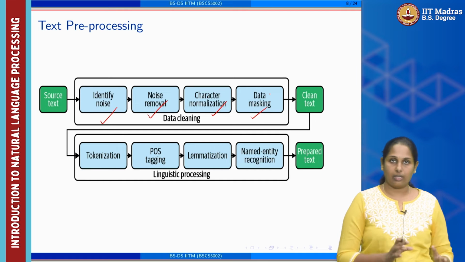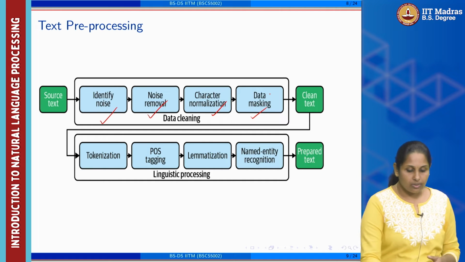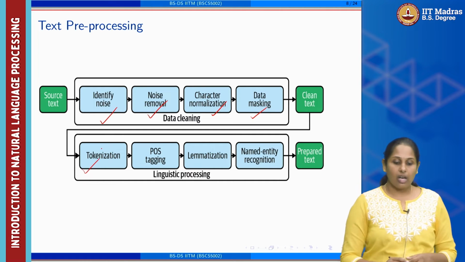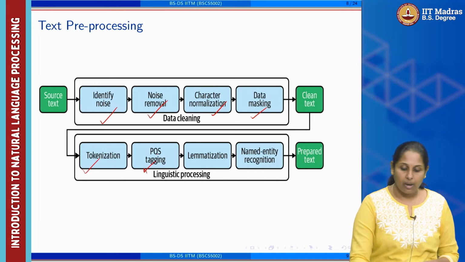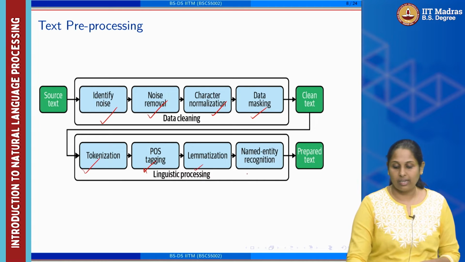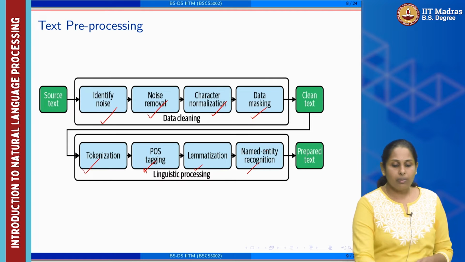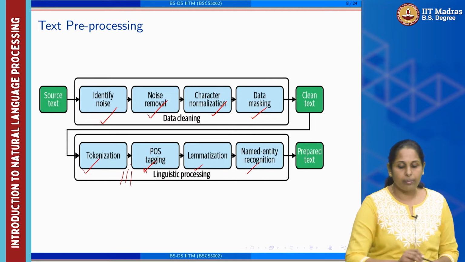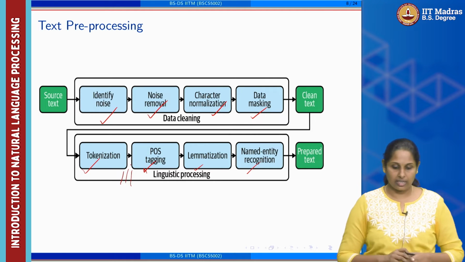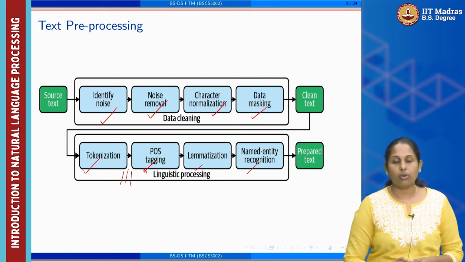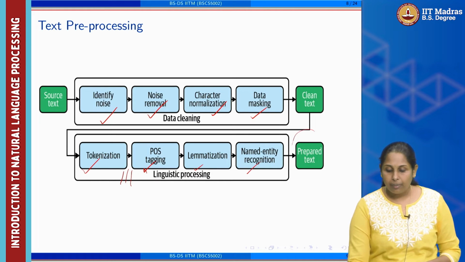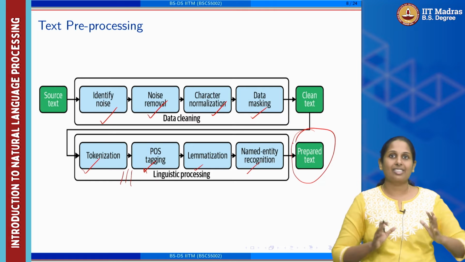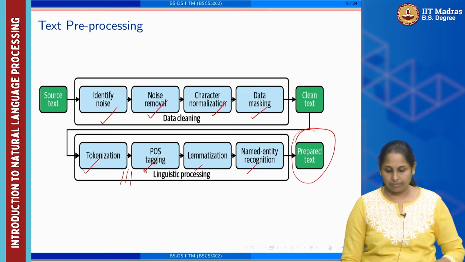Once this data cleaning is done, it will go for some kind of processing. The processing starts with tokenization and some other high level linguistic representation like POS tagging, lemmatization, named entity recognition. In between there are many more methods which we are going to discuss, and we will also be talking about the linguistic processing in the next few slides. Finally, we are preparing the text, that means it is ready to go for the modeling.